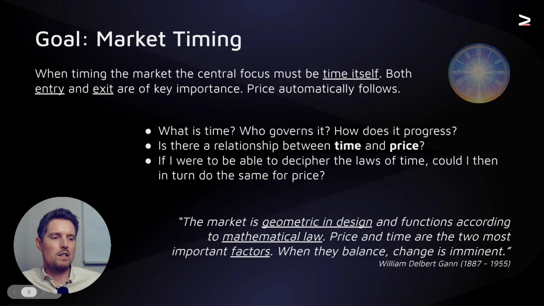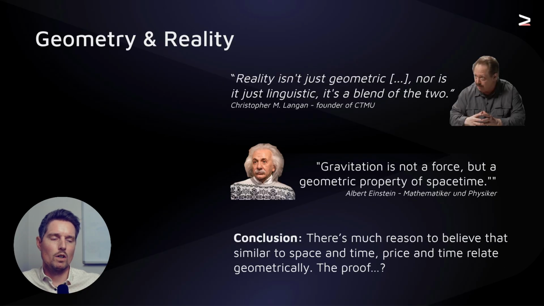So the market is geometric in design kind of means, okay, there's a geometry there that we have to look for. Mathematical law, that's something we have to look for. And price and time are important factors, so probably they have a geometric relationship. Okay, we can't just blindly follow one person, right? So we have to look into these topics more and see, okay, what is the angle here? What are we looking for? And I like to dive into this material.